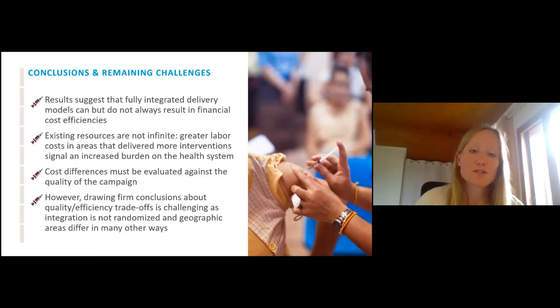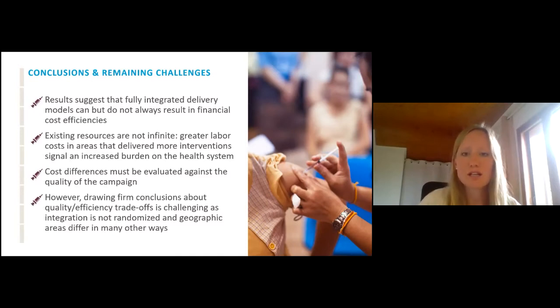And then of course, the next question would be, even if we do achieve cost efficiencies, did we compromise on quality by integrating these campaigns? And this is actually a really challenging question to answer because integration does not happen randomly. So in Sierra Leone, the districts that co-delivered nutrition interventions were selected especially because they actually had lower routine coverage for these interventions. And so they may also achieve lower campaign coverage due to these same challenges as well.